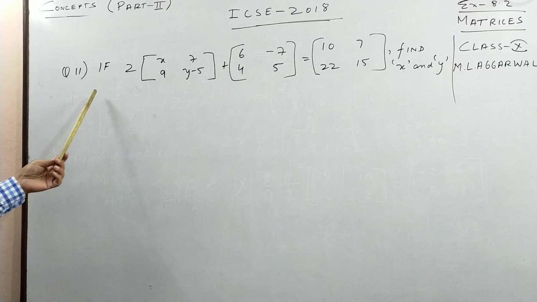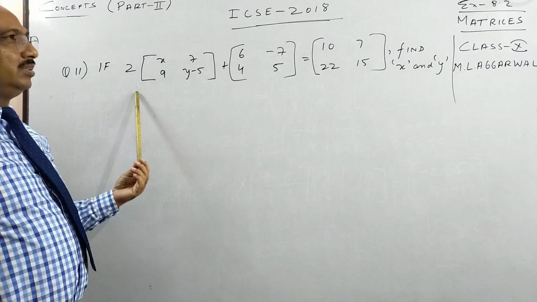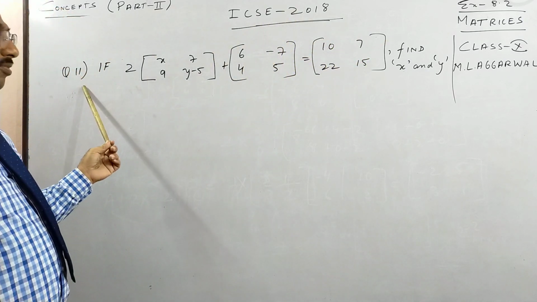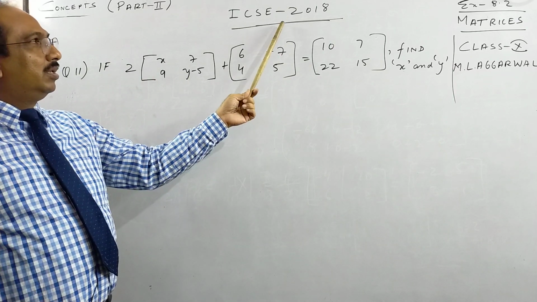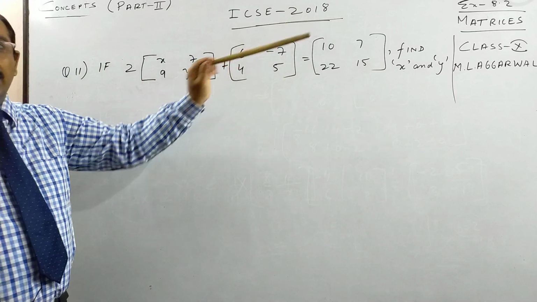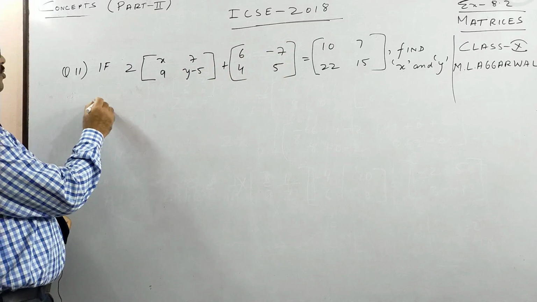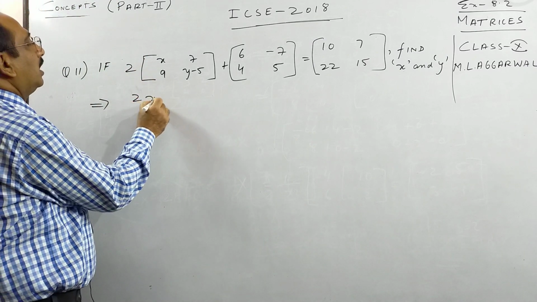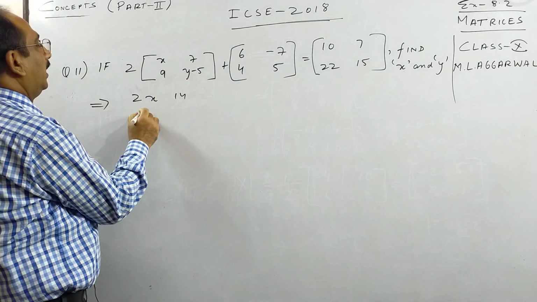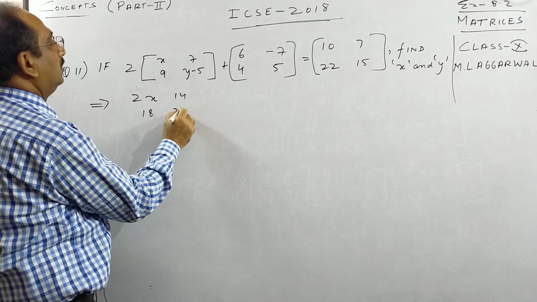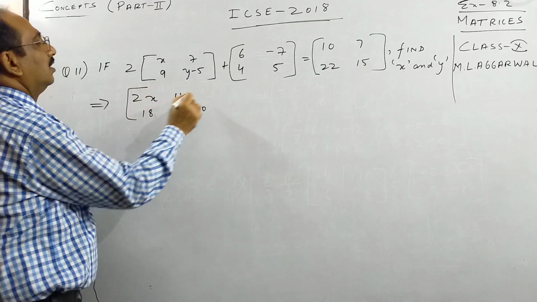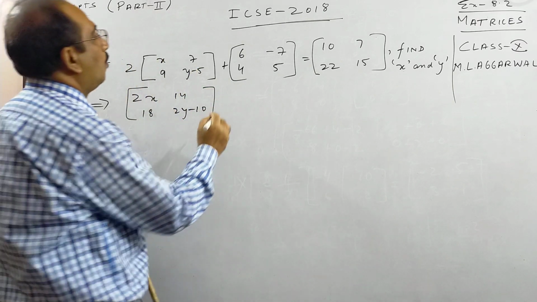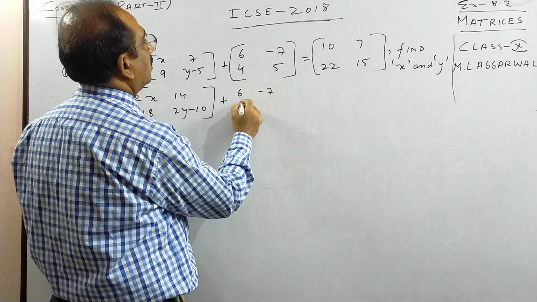So we go to the final question in this session, that is exercise 8.2. I am taking question 11 from ML Aggarwal's book, and this came in ICSE 2018. So here we have to find the values of x and y. So first we multiply with the scalar and we get this. Each element is multiplied by 2, and we repeat the same thing.